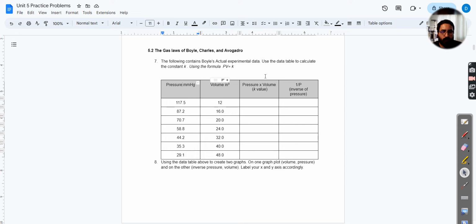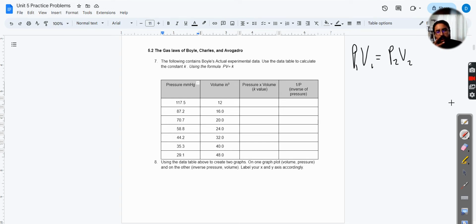This data is from your book. This is actually table 5.1 on page 168. Now, you might remember Boyle's Law as P1 V1 is equal to P2 V2. All right, now I'm going to explain how this came to be.